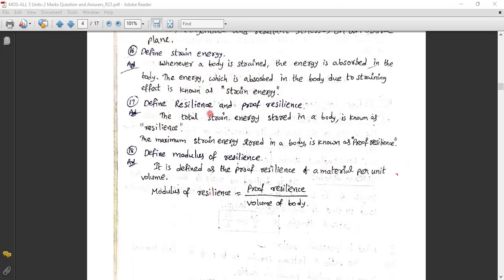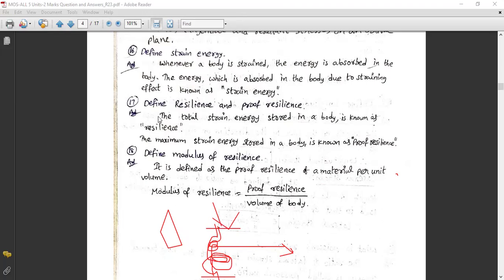17th question you can see: define resilience and proof resilience. Now this is where the strain energy concept started, here resilience. This is all about springs, you can say. You can take springs. This energy is absorbed by springs. Whatever the energy is there, the spring coils will absorb in the spring. That is called strain energy. So this is strain. If you are putting load on this one, this energy is absorbed.